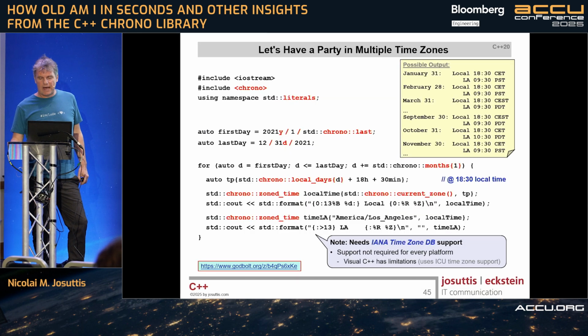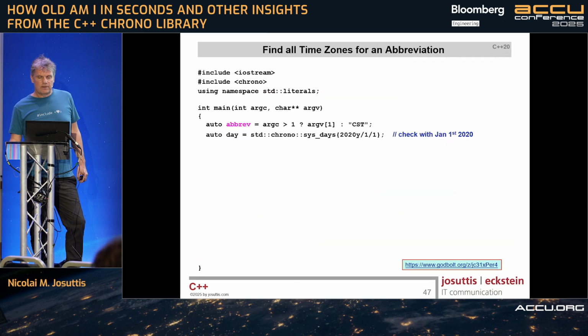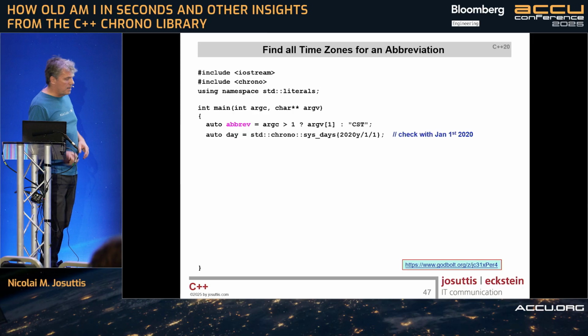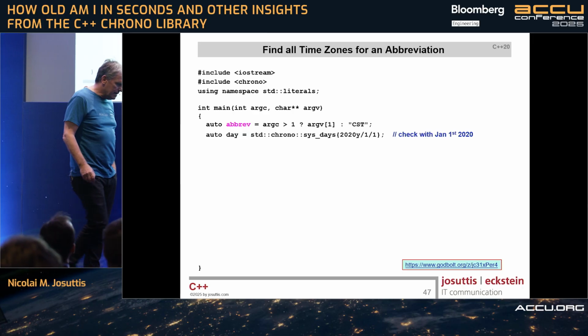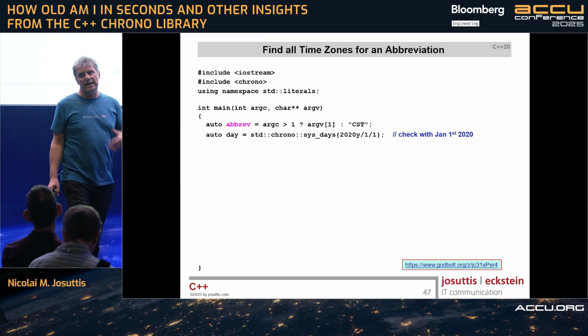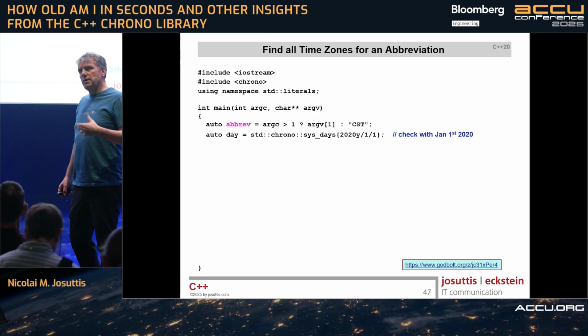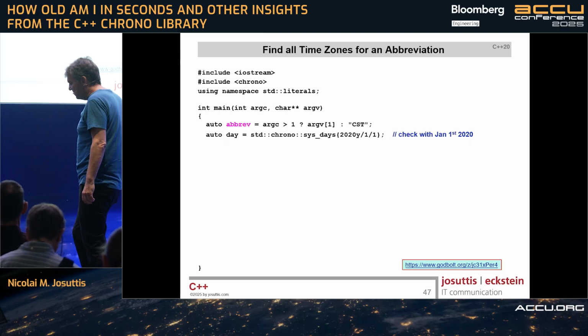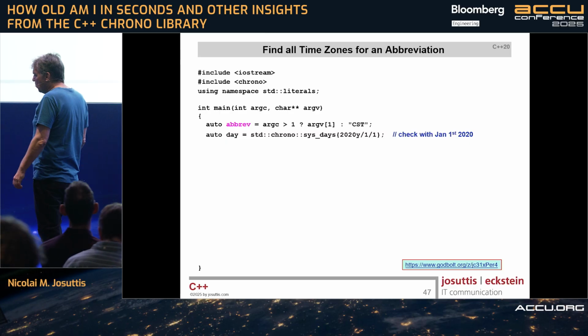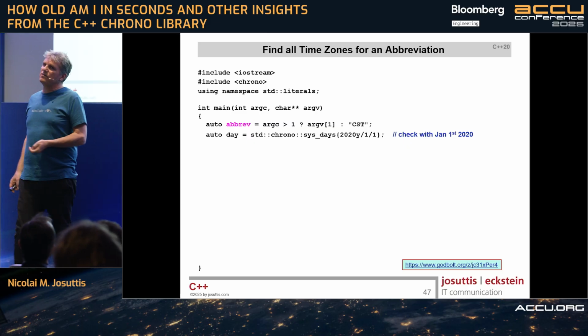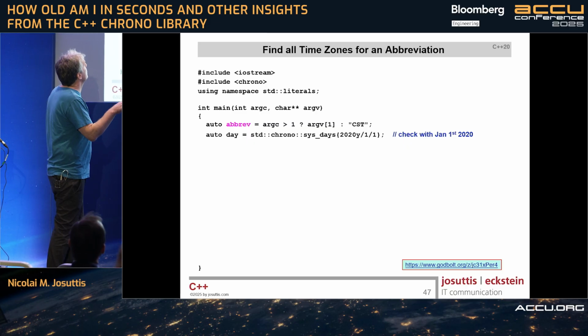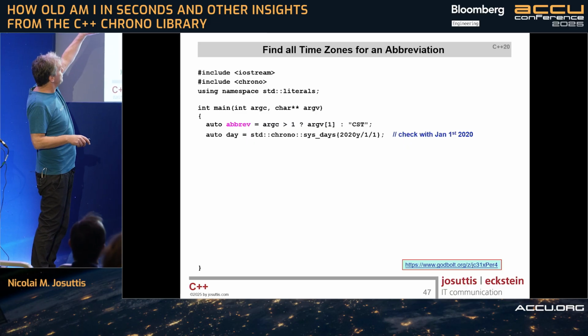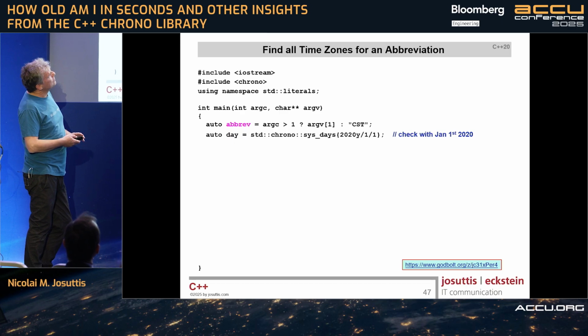And yes, we do that in this library. So you can see it here. That's, for example, a piece of code that can be used to find out, in the IANA time zone database, where all the cities are that have the CST time zone abbreviation. So you see I have here an abbreviation, which might come from the command line. If not, I use CST.